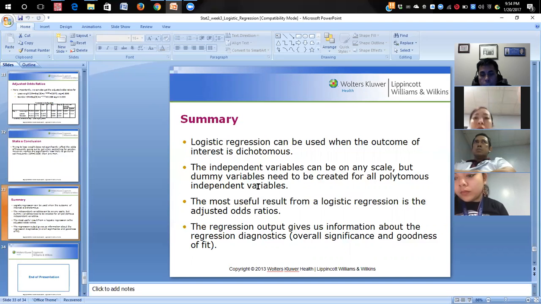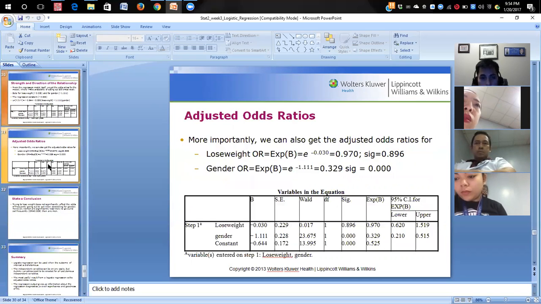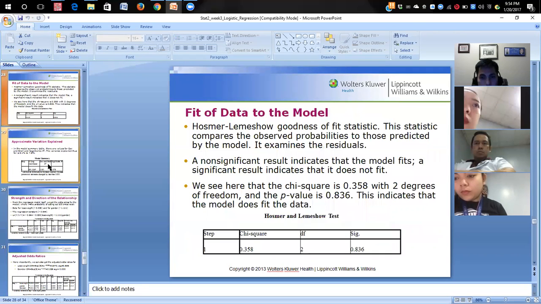The independent variable can be on any scale. It could be polytomous, but we need to create a dummy variable so that we have a reference. The most useful result of logistic regression is the adjusted odds ratio. And the regression output gives us information about the regression diagnostics, about the overall significance and goodness of fit, and that is through the Hosmer-Lemeshow goodness of fit statistic, which should not be statistically significant.